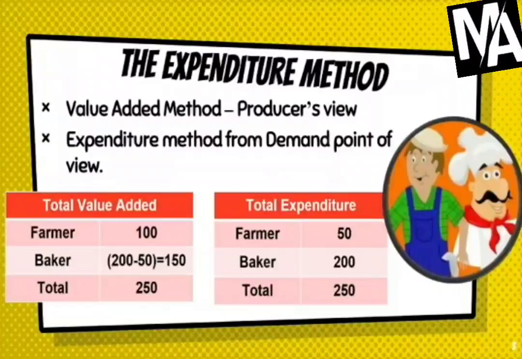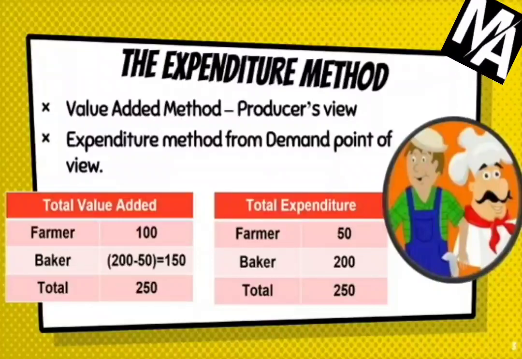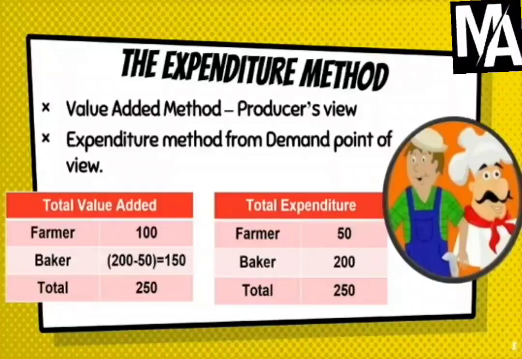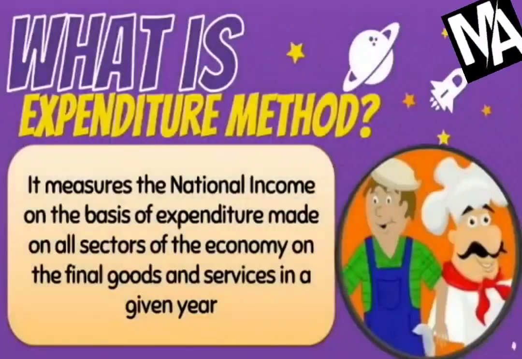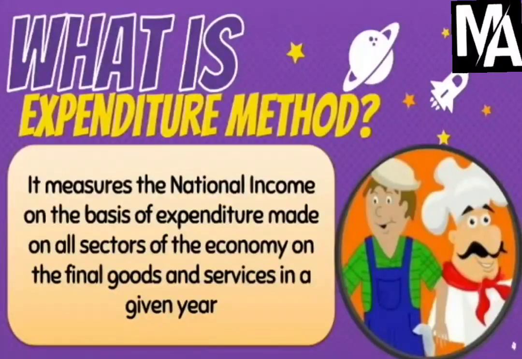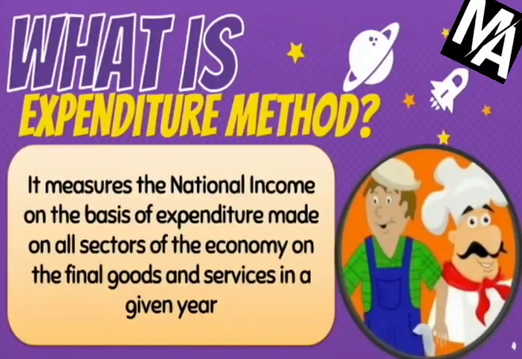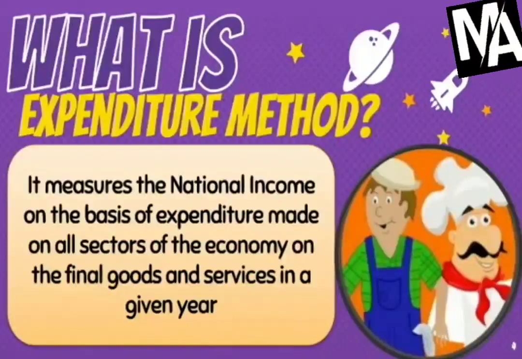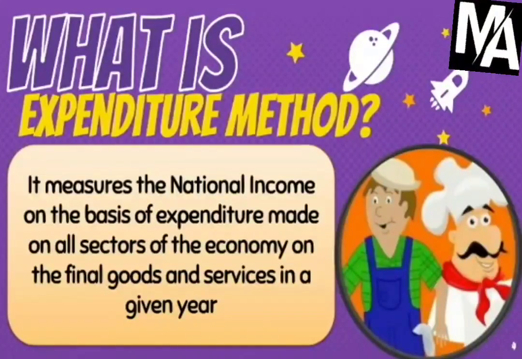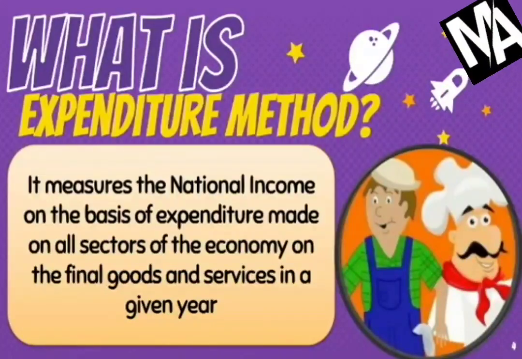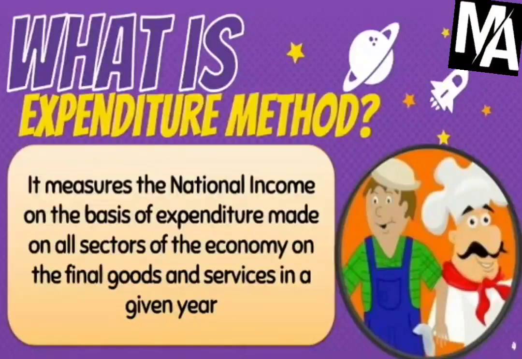So basically, when we calculate national income, we can calculate either from the producer's view or from the consumer's view. And so the expenditure method will not focus on the producer, it will focus on the consumer. So what is expenditure method? From the previous example, it is very easy to understand that the expenditure method measures the national income on the basis of expenditure made on all sectors of the economy on the final goods and services in a given year.